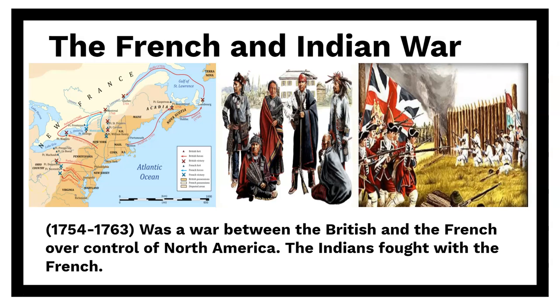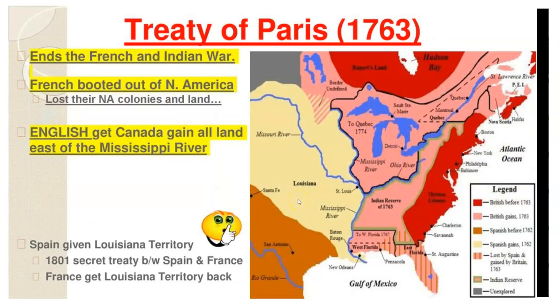The British are going to win. The British are going to defeat the French and their Indian allies. And the Treaty of Paris is going to end the war in 1763. The treaty ended the war, and the French lost all of their land in North America. They gave it over to the British.